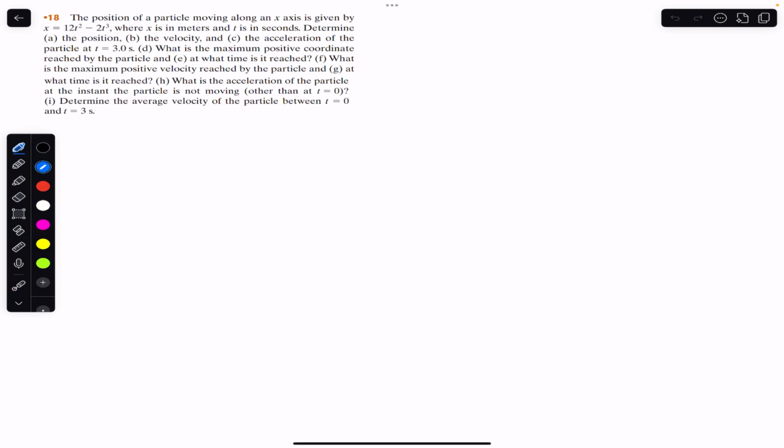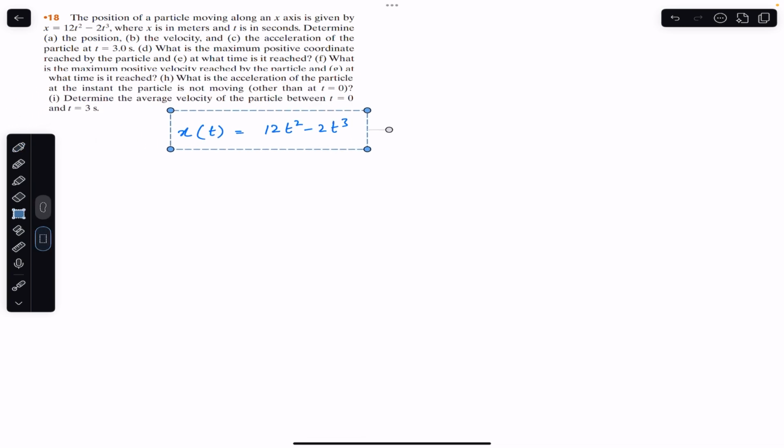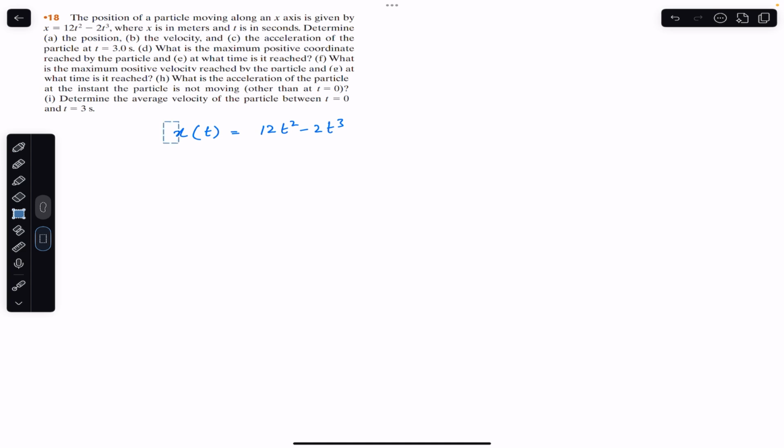So we are given that the position of a particle is given as a function of time, which is equal to 12t squared minus 2t cubed. We are asked to find the position, velocity and acceleration at t equals 3 seconds, right? So we can say that x at 3 seconds, if I put t equals 3, we will get the position.